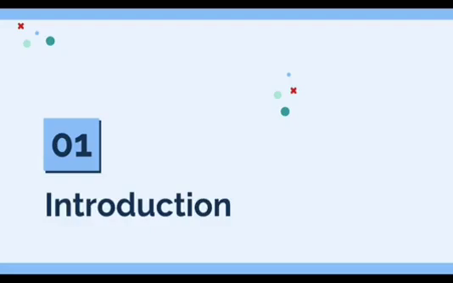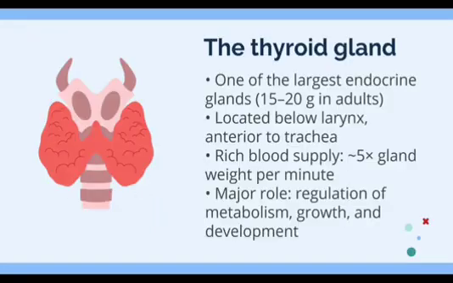The first part, introduction to the thyroid gland. Thyroid gland is one of the largest endocrine glands. It is about 50 to 20 grams in adults and it is located below the larynx. It is anterior to the trachea and the thyroid gland has a very rich blood supply. It gets about 5 times more than the gland weight. And the major role of the thyroid gland is regulation of metabolism, growth and development.